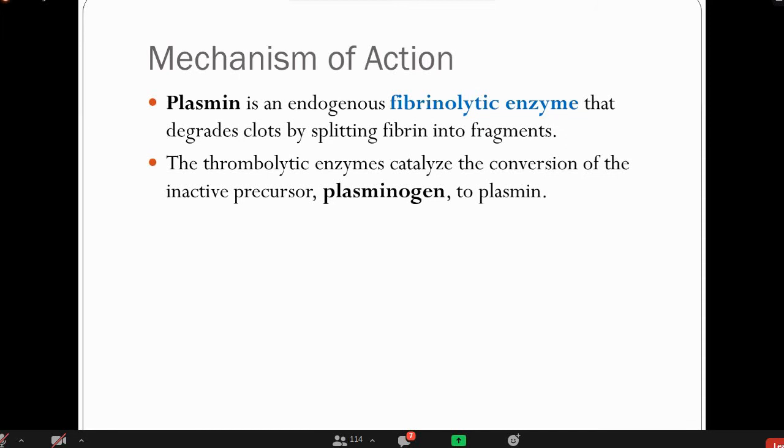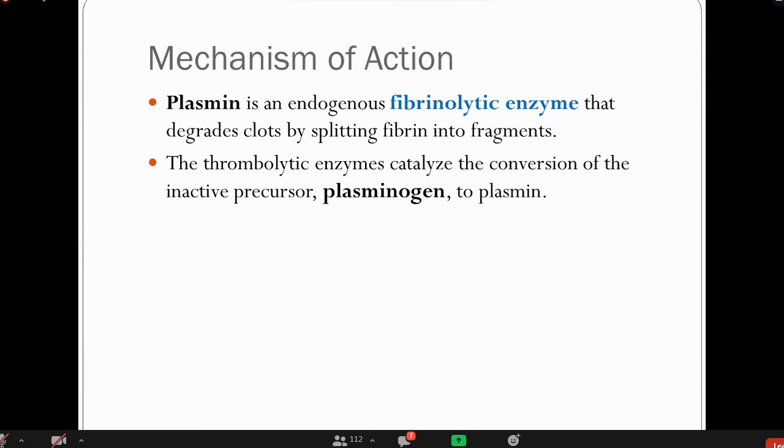But mechanism of action, how it dissolves the clot: plasmin, which is an endogenous fibrinolytic enzyme, degrades clot by splitting fibrin into fragments. Already we have discussed that fibrin threads are responsible for forming a clot. Now this plasmin degrades the clot by splitting fibrin threads into fragments, and the thrombolytic enzymes catalyze the conversion of the inactive precursor plasminogen to plasmin. So plasmin is responsible for dissolving the clot, breaking down the fibrin clot.